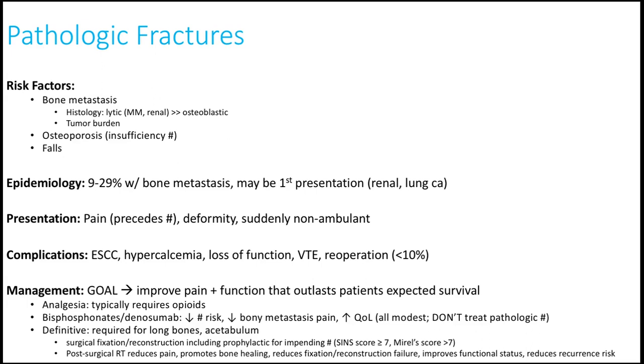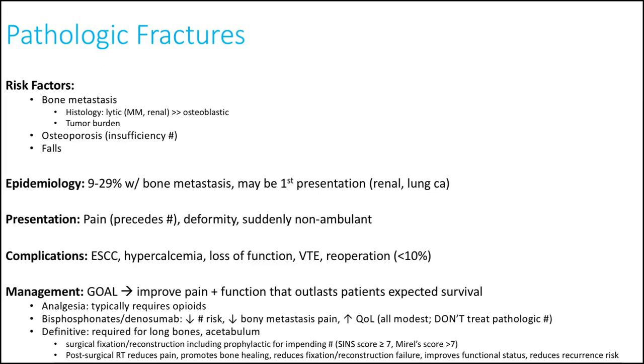It's quite common. In patients who have bone metastases, 9 to 29% will have a pathological fracture, and it may actually be their first presentation, particularly prevalent in renal and lung cancer. Typically, pathological fractures will present with pain, and there's a typical progression in pain. Once a bony metastasis is present in a bone, patients will typically have a diurnal pain where the pain is worse at night. And again, that's most likely due to the variation in endogenous corticosteroids.